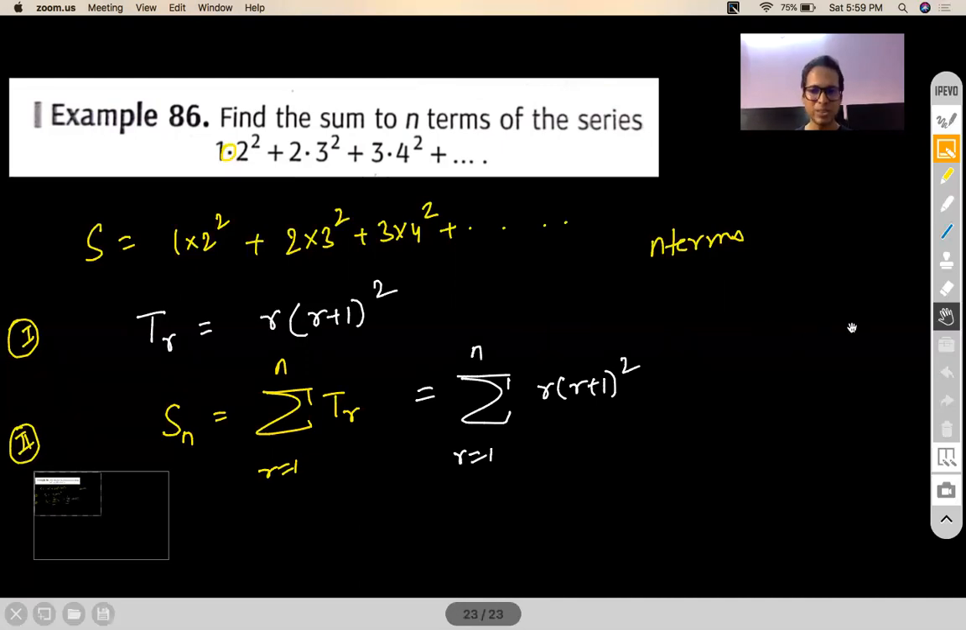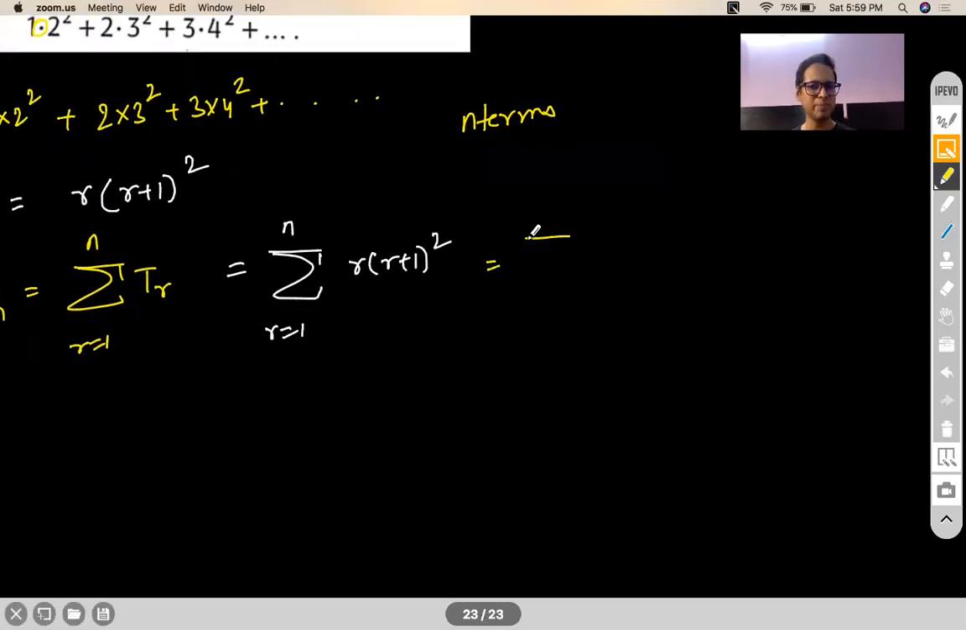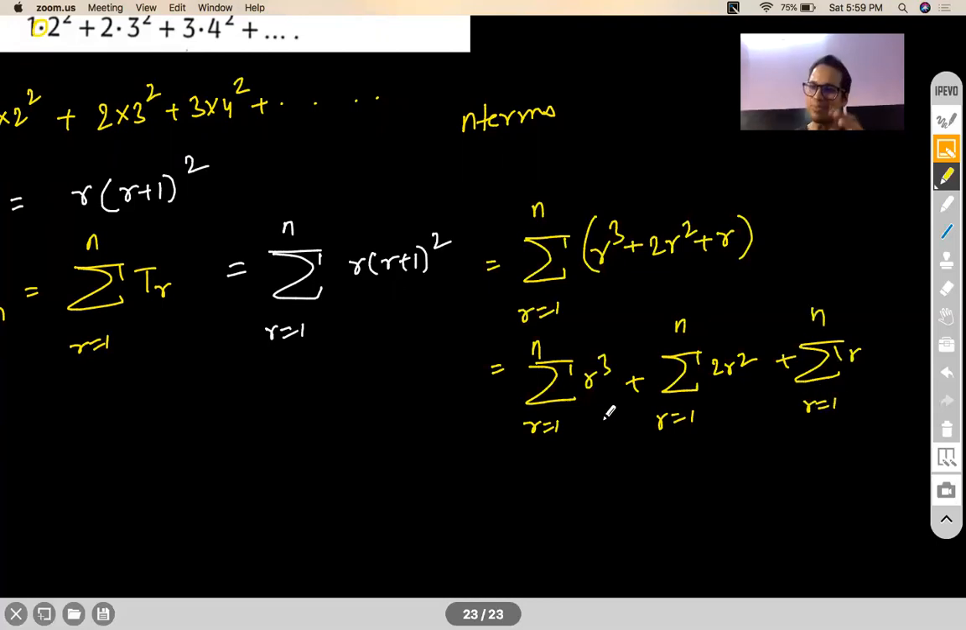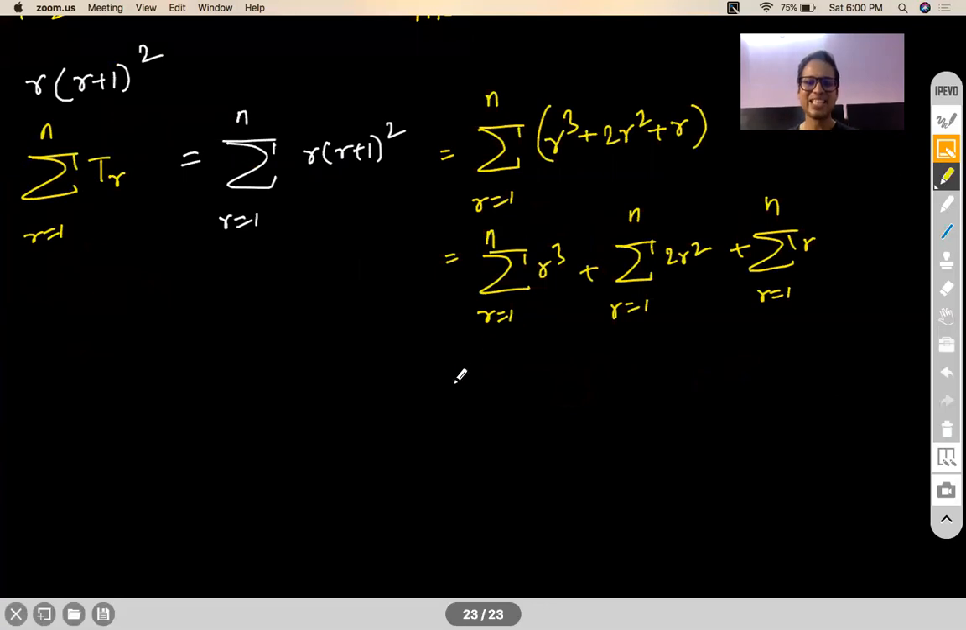Okay. Now, how do we do this? We have never seen a result like this before. No worries, we'll be breaking it up into simpler forms. So what I'm going to do is expand this as r³ + 2r² + r. And I'm going to individually break this up as summation of r³ from 1 to n, summation of 2r² from 1 to n, and summation of r from 1 to n. So what I did was I expanded the result and broke it down into separate summations. Yes or no?